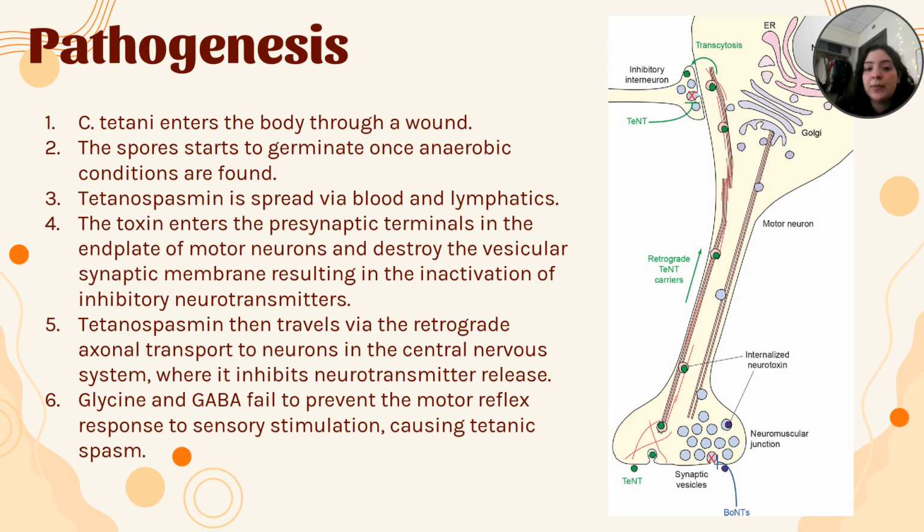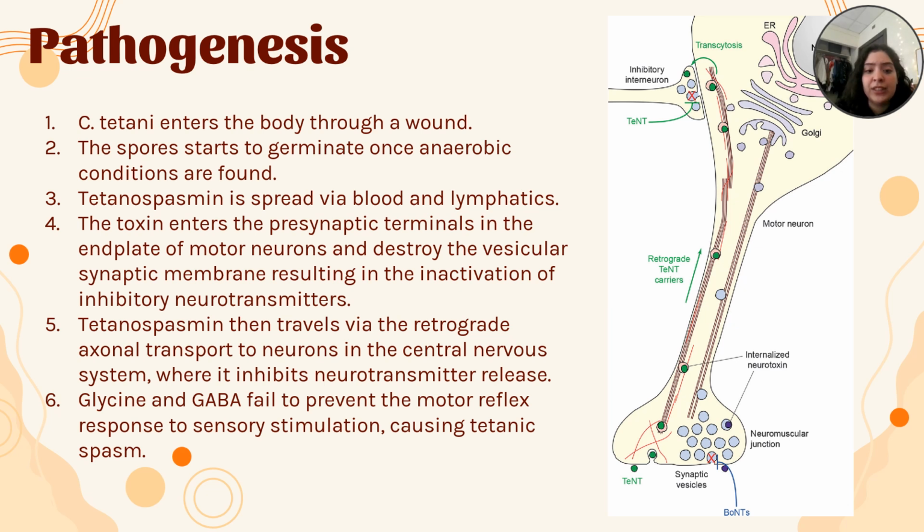So tetanus has a very complex mechanism that starts with C. tetani entering the body through a wound, especially when the spores have contact with the wound, and the wound creates this anaerobic space, which allows the spores to germinate. And in this process of germination, tetanospasmin, which is the toxin, starts to be produced. Once the germination is done, the toxin is spread via the lymphatics or the blood.